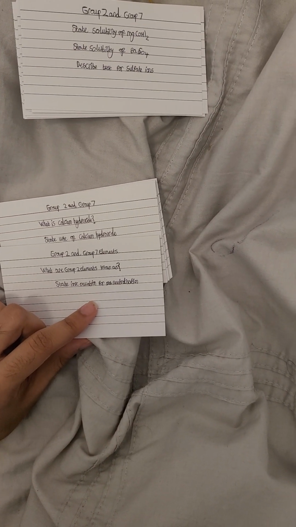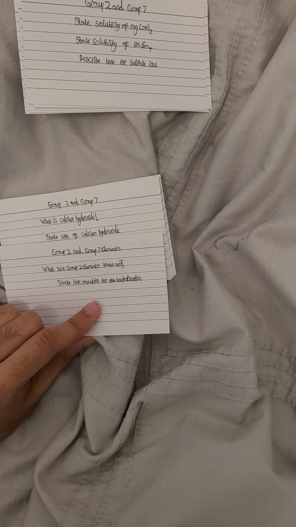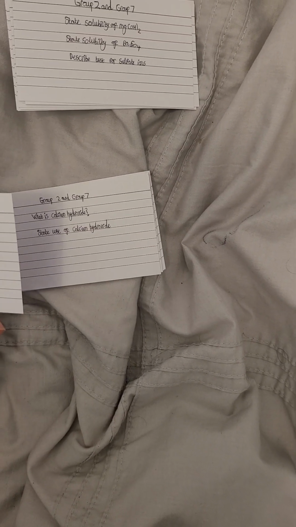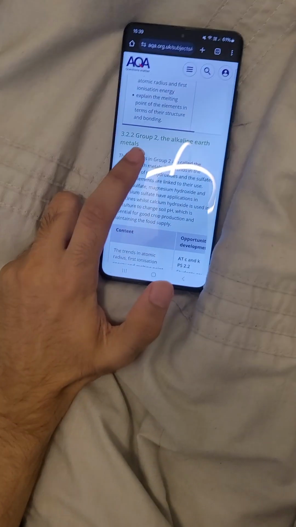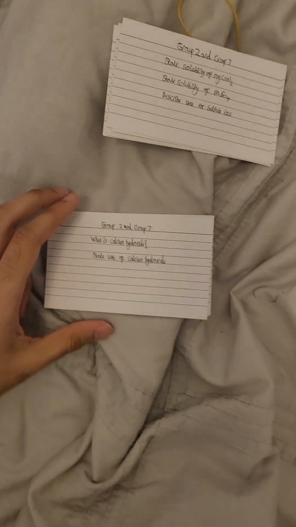And the ionic equation for neutralization is H+ + OH- to form H2O liquid. You should know that. And the group 2 elements are known as alkaline earth metals. It just says group 2 alkaline earth metals in the specification, so as long as you've had a look at the specification, you know that.